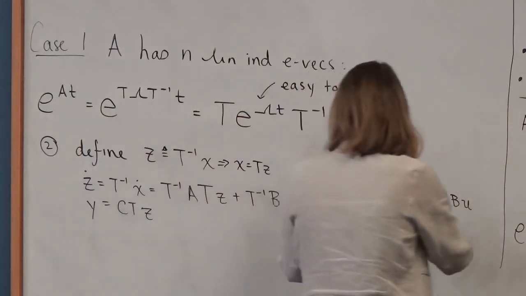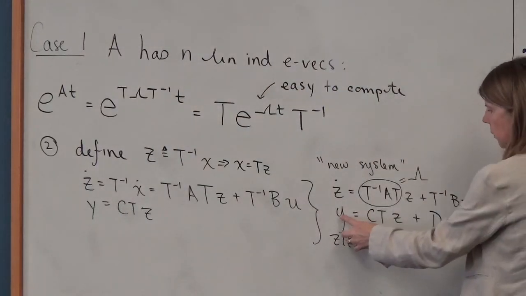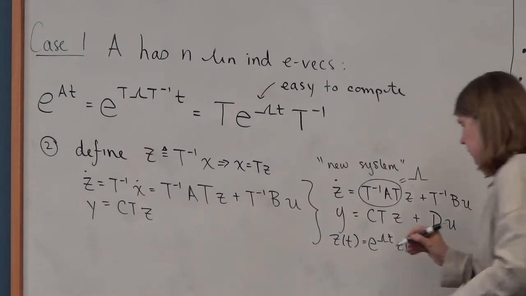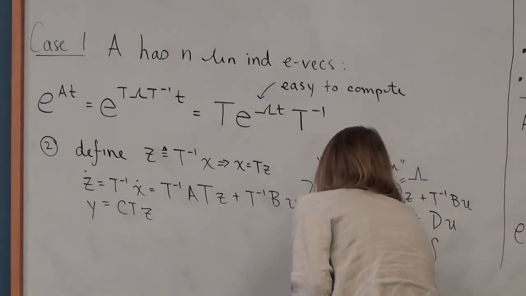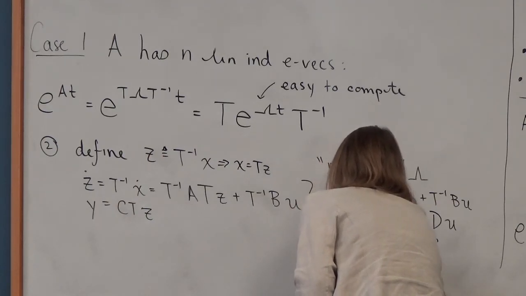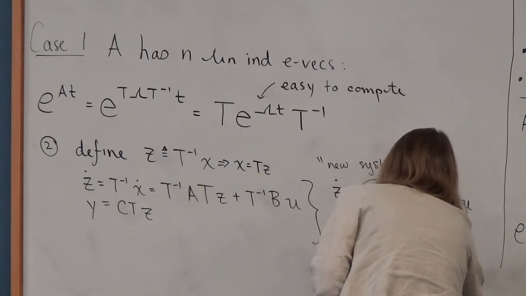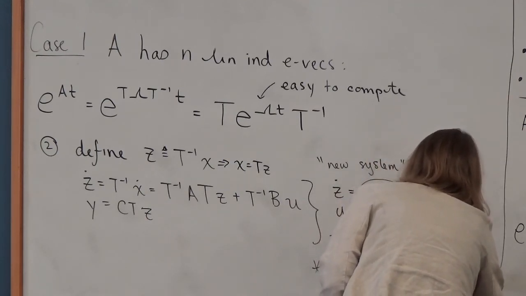If you compute it, just look at this. This is a system. It's still got input U and output Y. What's going to be the transfer function from U to Y for this system? This is the A matrix, this is the B matrix, that's the C matrix, and that's the D matrix. D is the same in this system as it was in the original. So I'm going to leave that as an exercise: compute the transfer function from U to Y for the Z system.